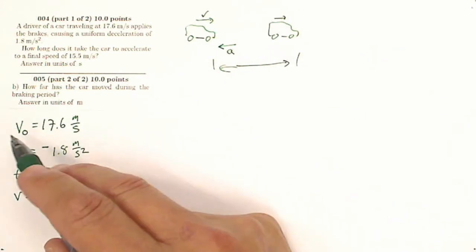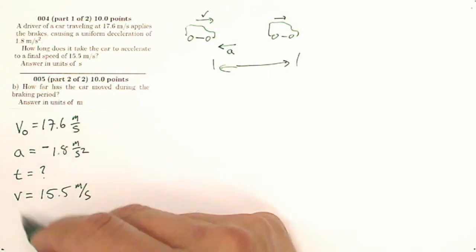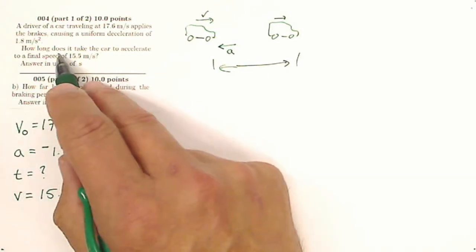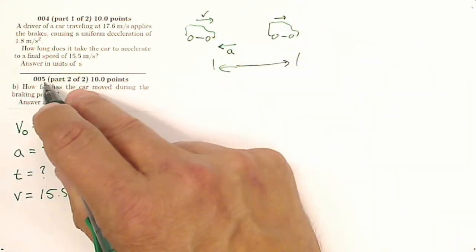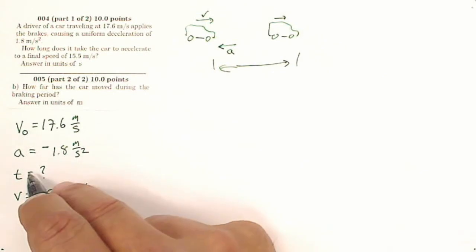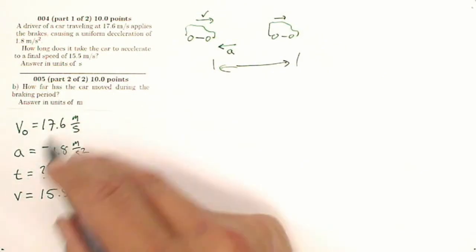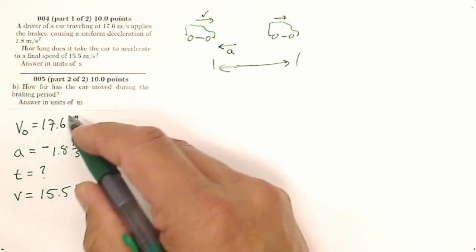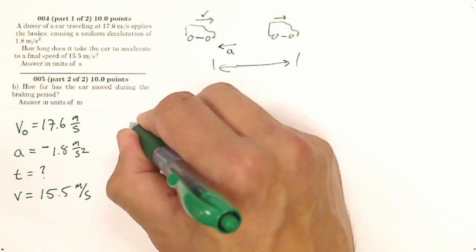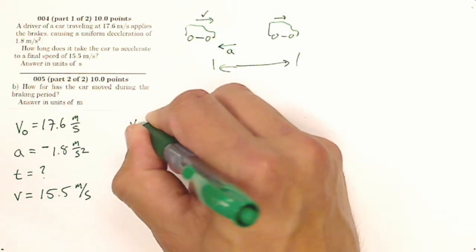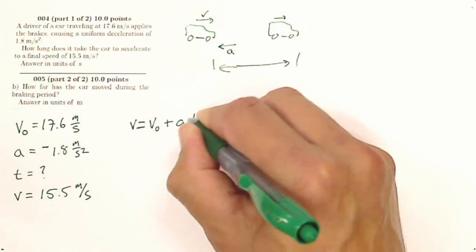So I need an equation that has initial velocity, acceleration, time, and final velocity, but no displacement, because I'm not looking for that yet. I'm looking for the amount of time that it takes. Question 5 is how far it goes. So now I'm looking for the amount of time it takes. If I want to find out the amount of time it takes without knowing the distance, because I don't yet, then I want the equation that doesn't have distance in it, and that is my first equation that says V equals V0 plus acceleration times time.